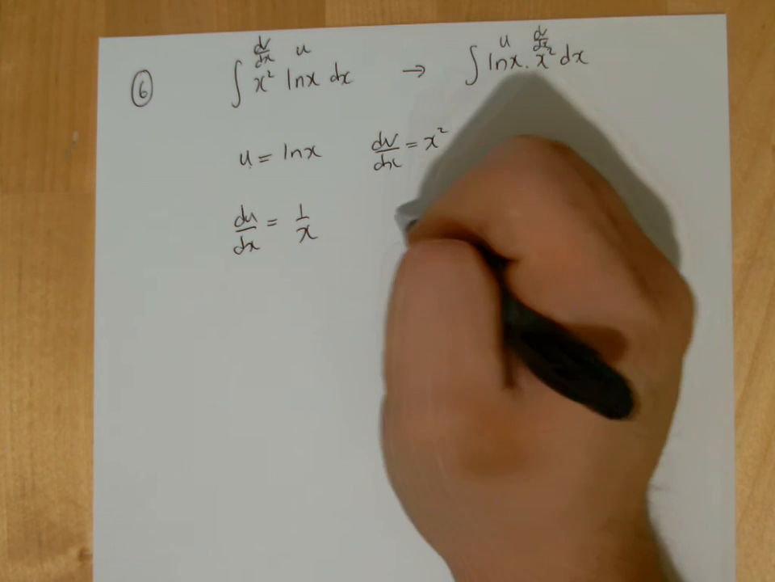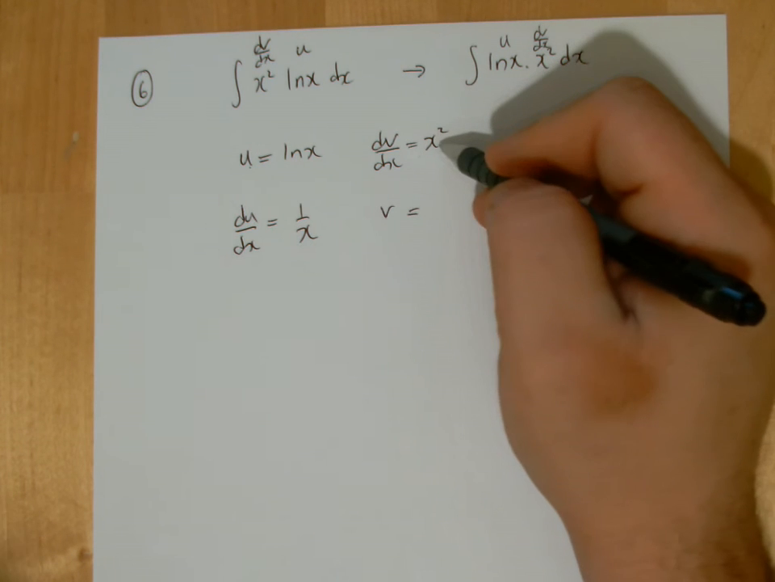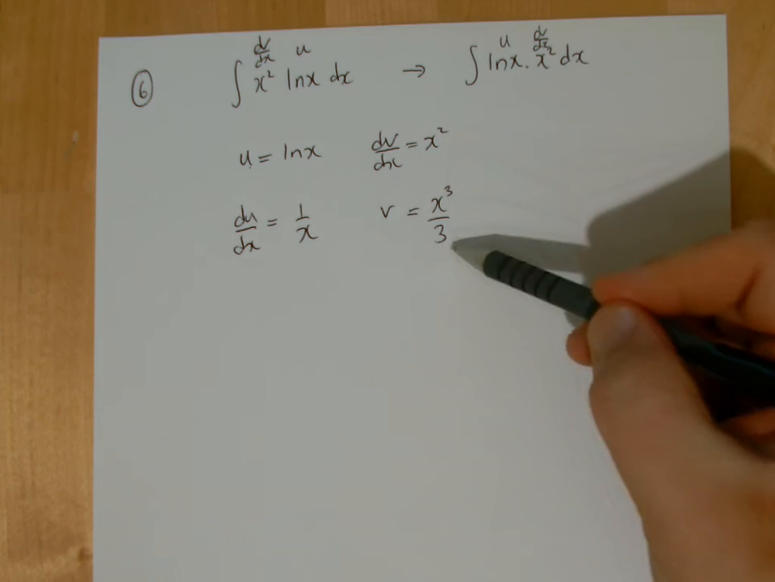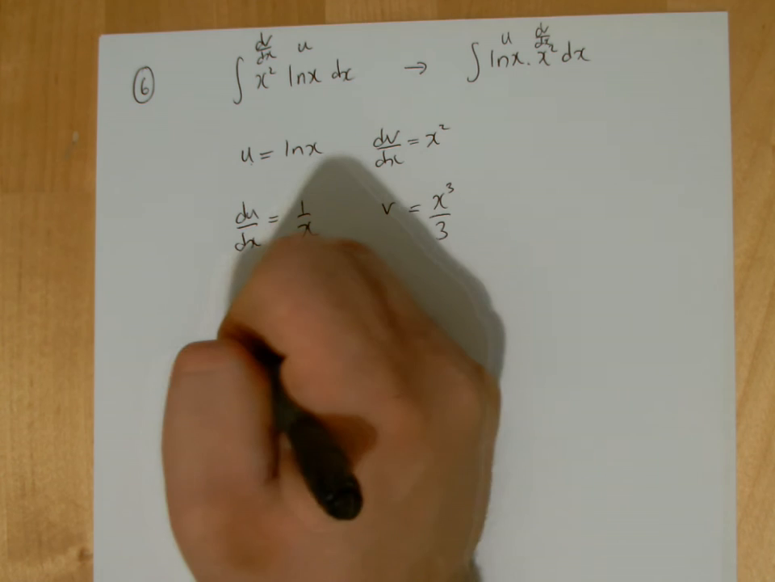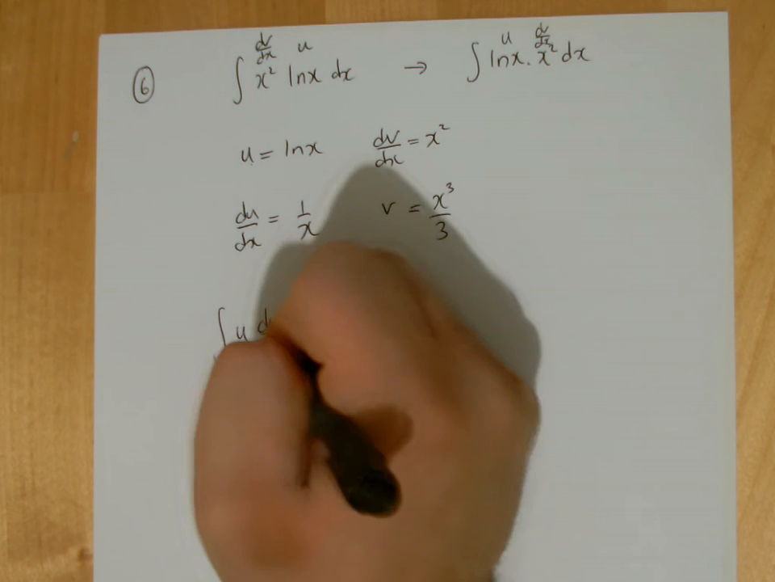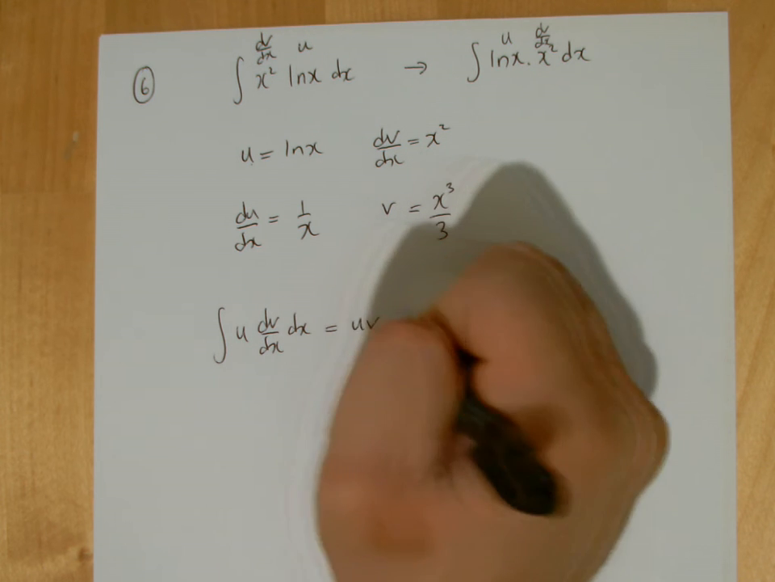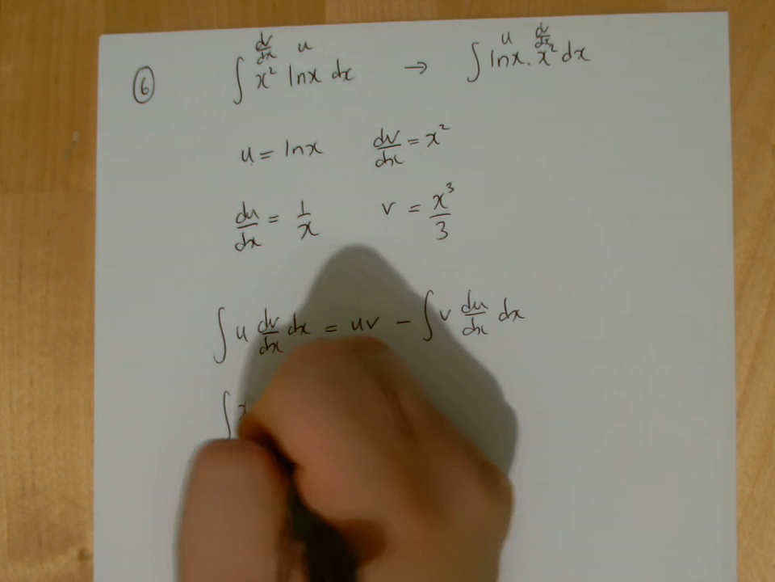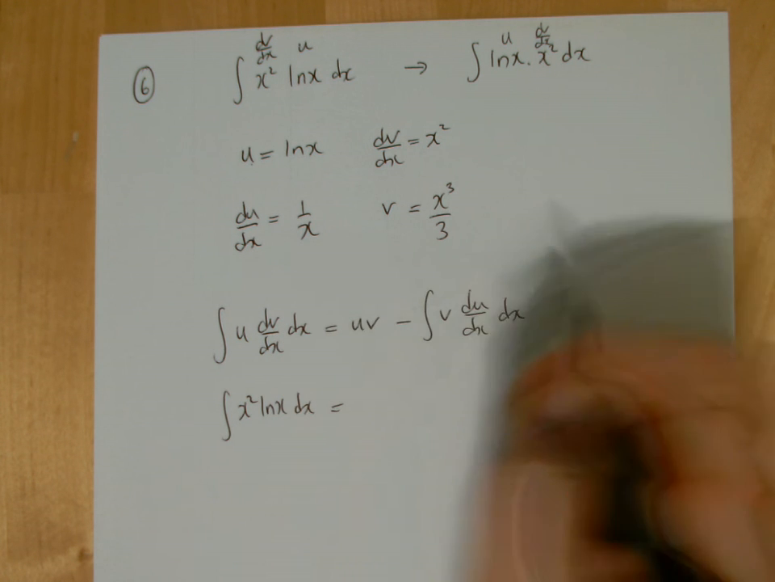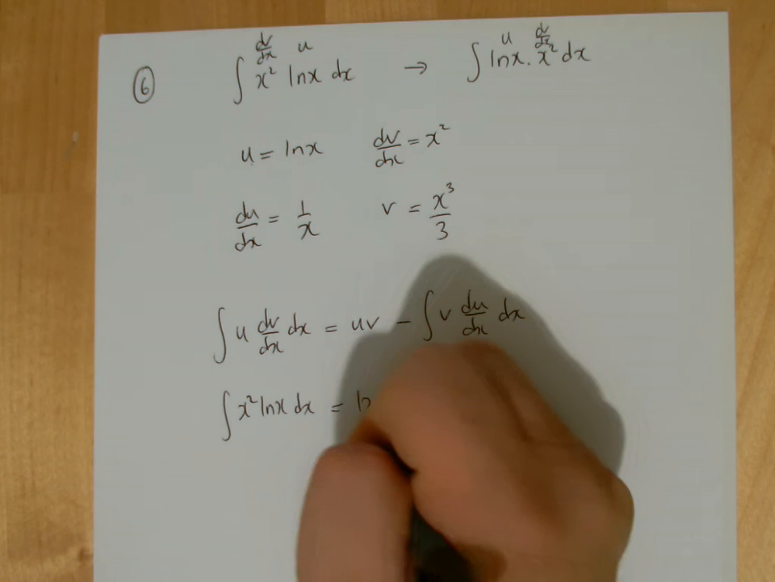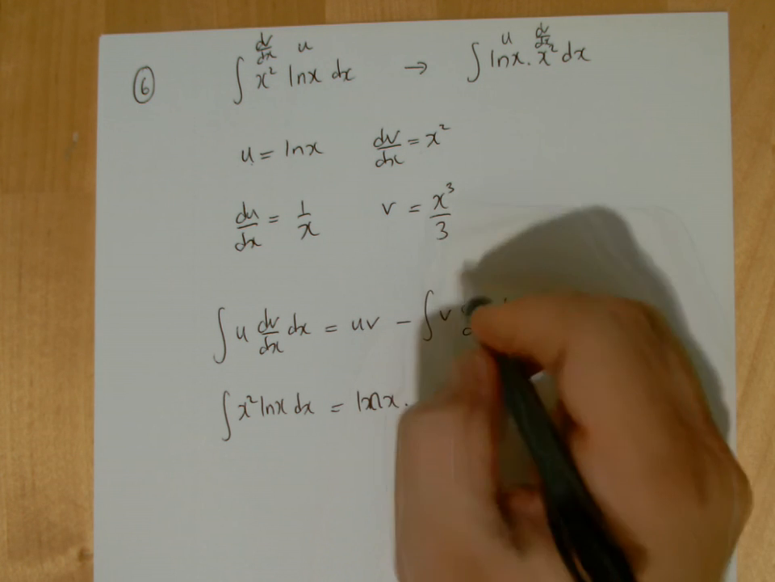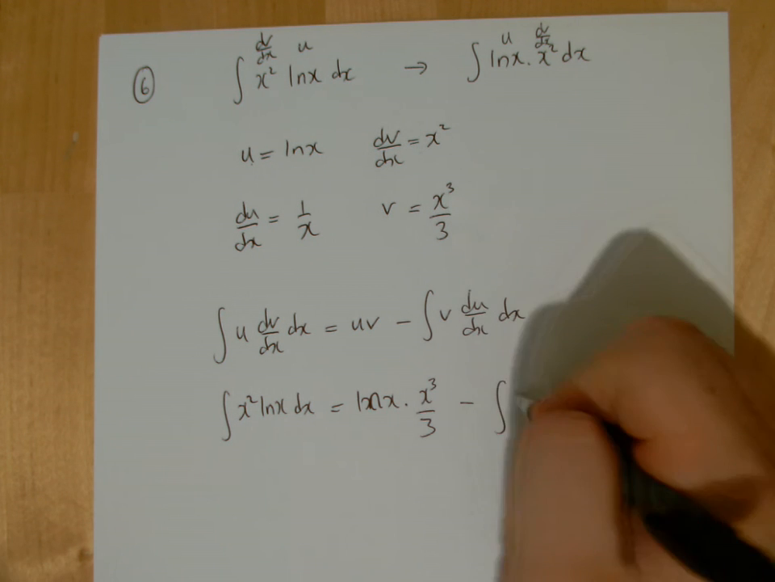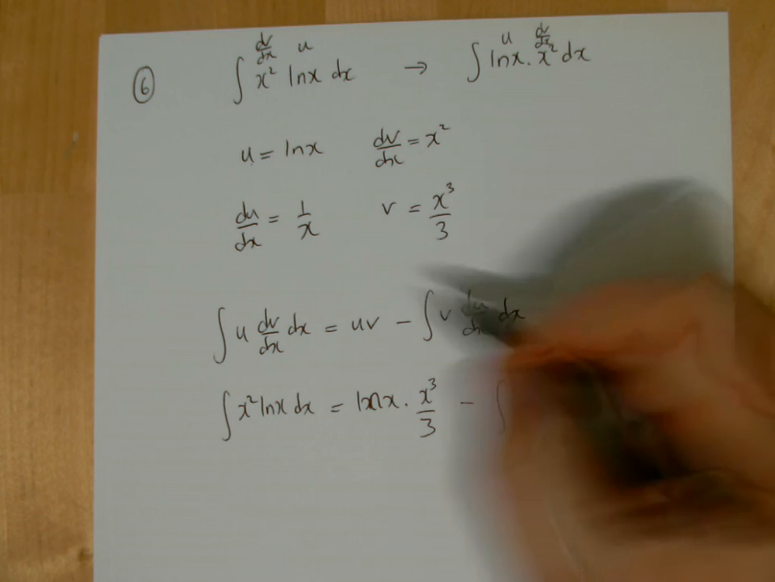Here then, dv/dx is x squared, so to get v, of course we need to integrate this, and that's easy. Integrate that, you get x cubed upon 3, because you increase the power by 1 and then divide by that new power. So using the parts formula, the integral of u dv/dx with respect to x is equal to uv minus the integral of v du/dx with respect to x. So we've got x squared ln x on the left hand side, the integral of that, so uv, so u is ln x times v, which is x cubed upon 3, take away the integral of v, which is x cubed upon 3, times du/dx, which is 1 over x, dx.